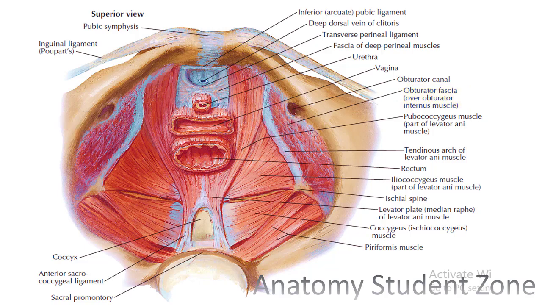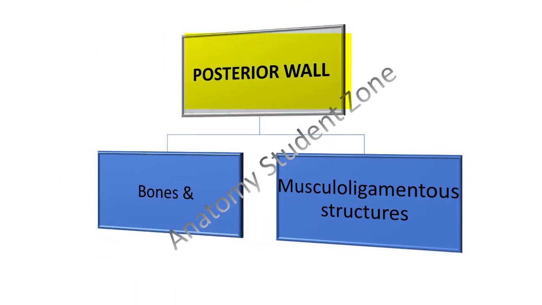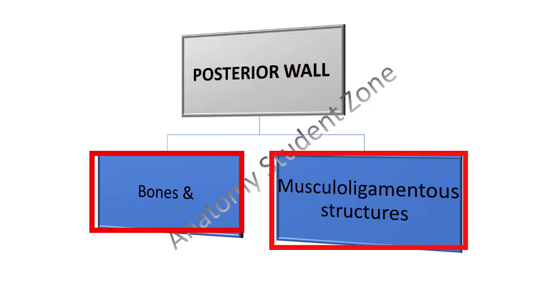Now we will look into the posterior wall, which some books also mention as the posterolateral wall. So in our anatomical position, when we are holding this pelvis and we look at the posterior wall, it's made up of bones, ligaments and muscle. To remember it in an easy way, you can say bones and musculo-ligamentous structures form this wall.